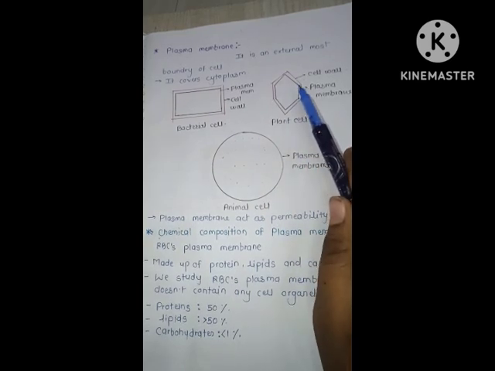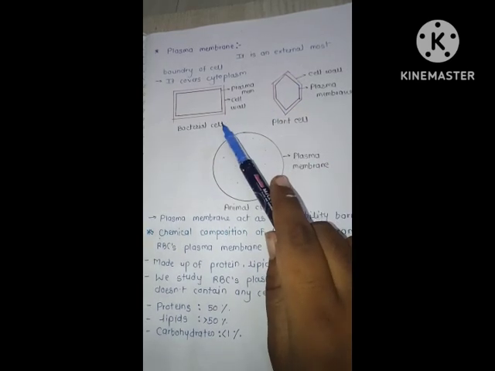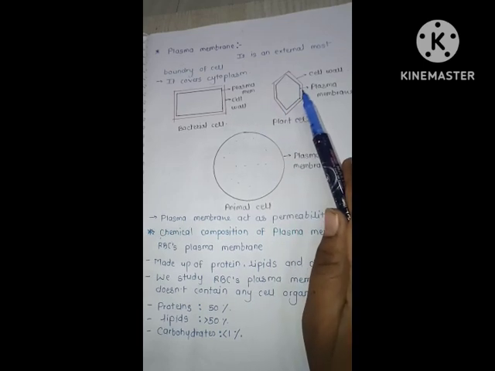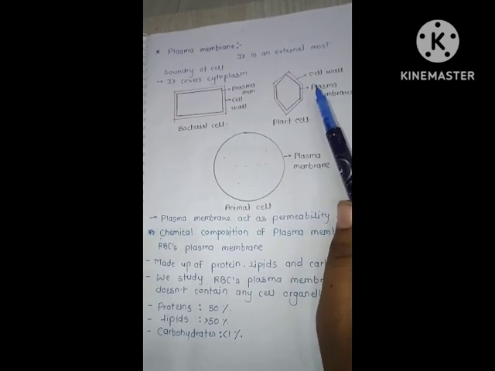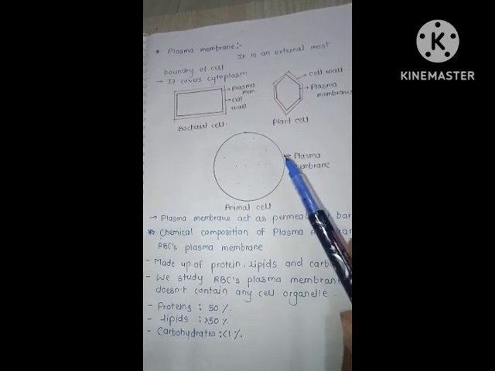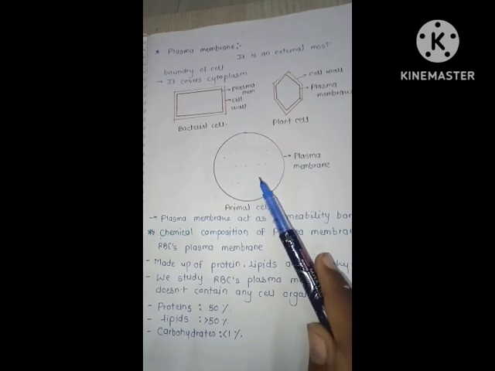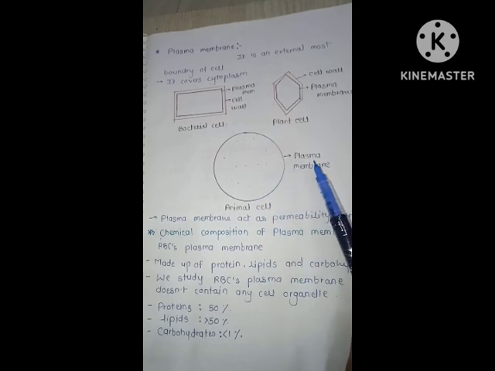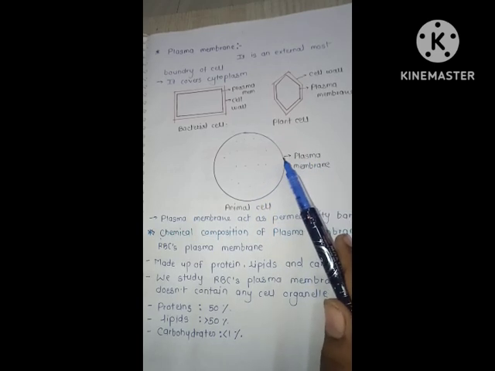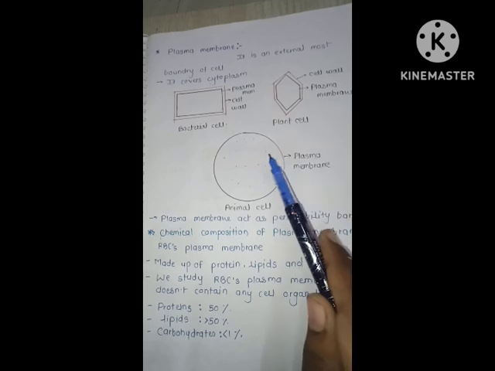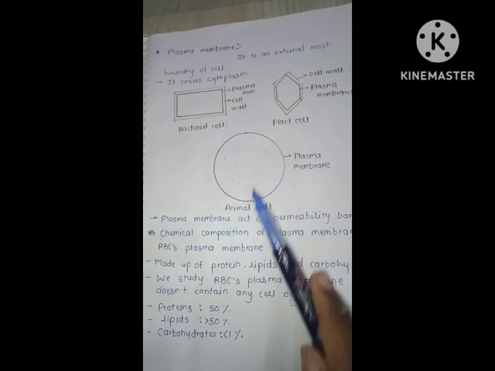You can see the outermost covering of the plant cell and bacterial cell is the cell wall. But there is no process which is covered under the cell wall. The plasma membrane acts as a permeability barrier. It transports material from inside to outside and takes material from outside to inside.